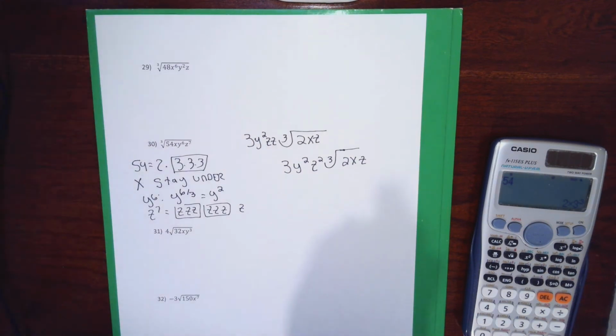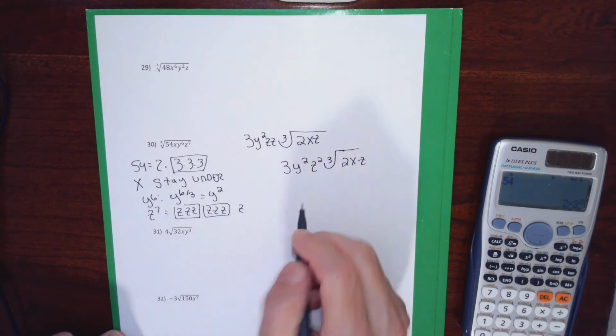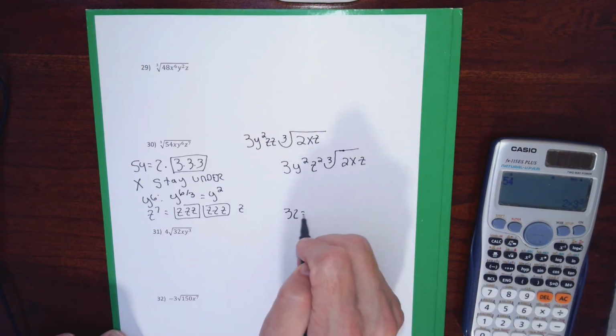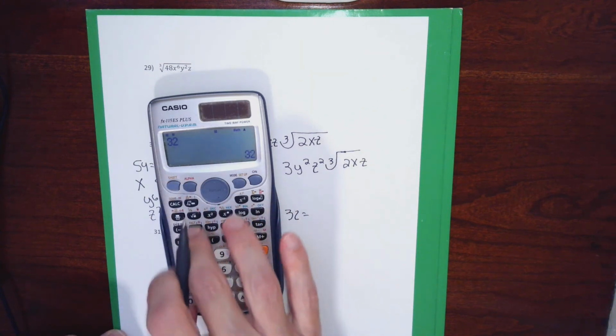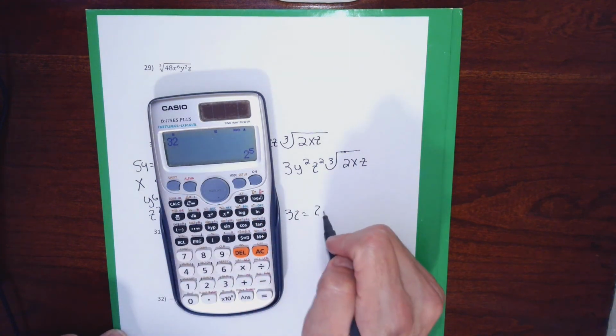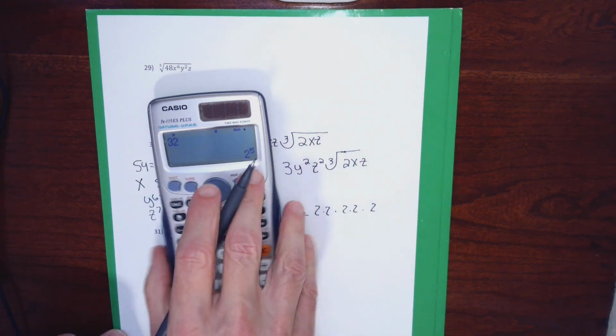Let's do 31 together. 31's a square root. I need a prime factor tree for 32. 32 is 5 2's, I think. 32 equals, yeah, 5 2's: 2 times 2 times 2 times 2 times 2.